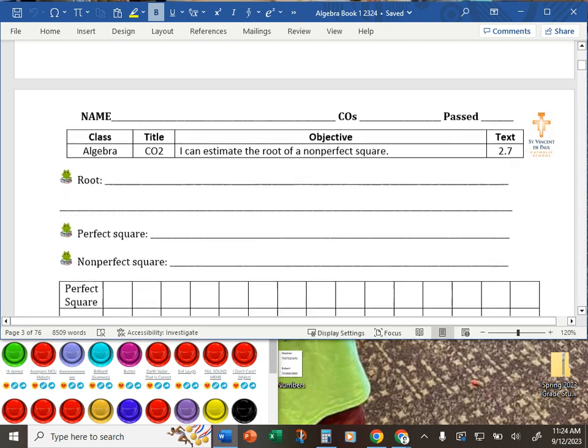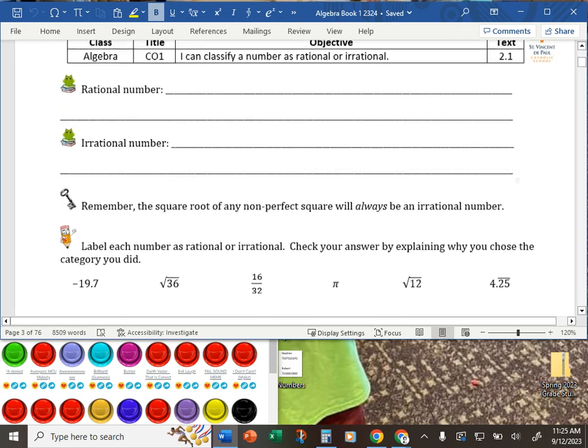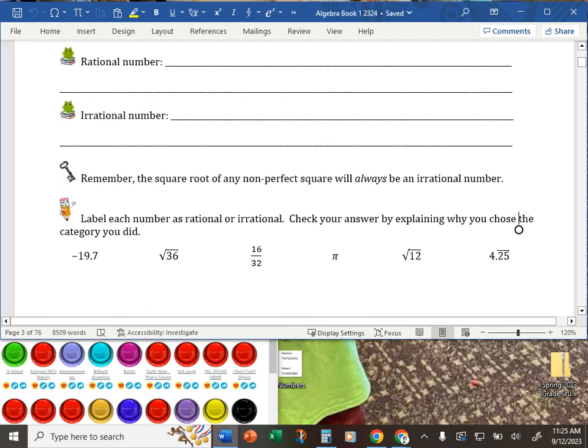And one pager today. Gotta love that. All right. Well, here we go. That's all we can talk about. Rational and irrational. Think back to last year. What do you remember? What constitutes a rational number? What makes a number rational?